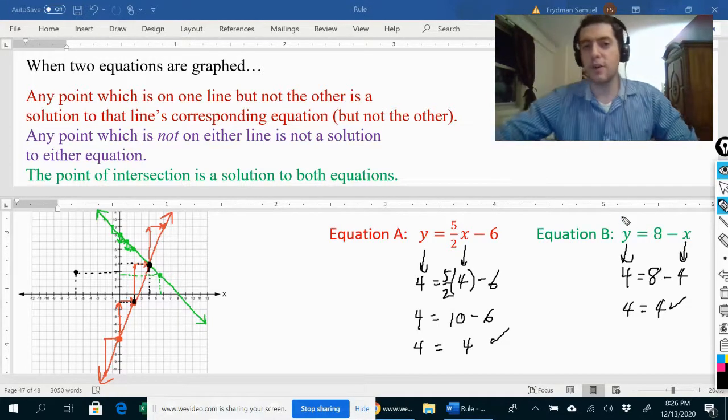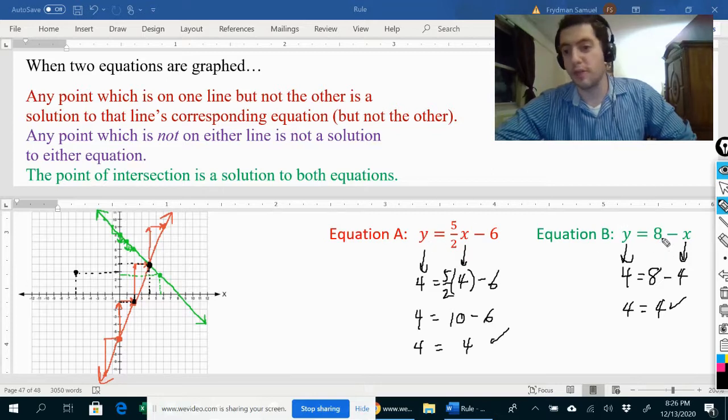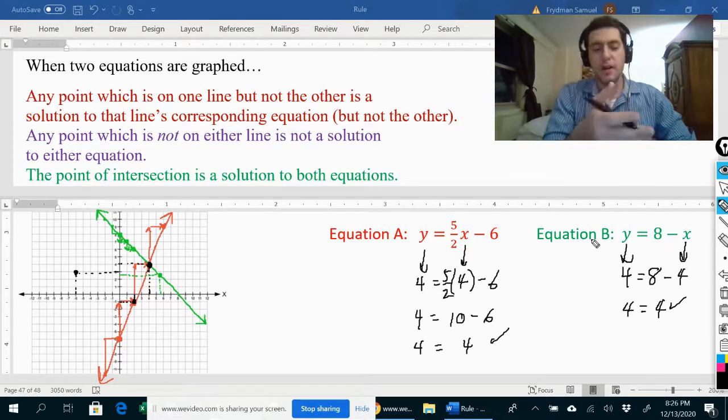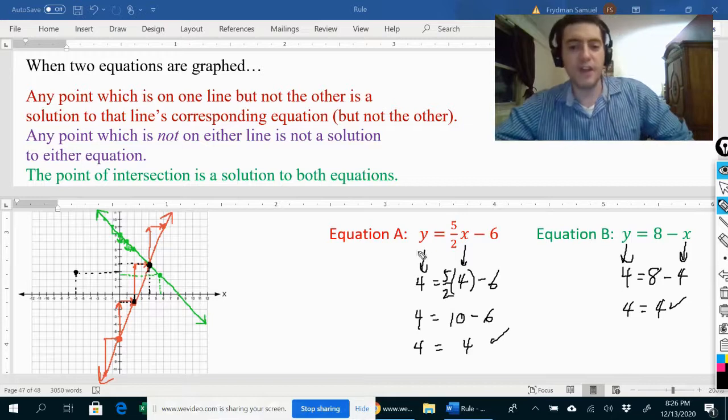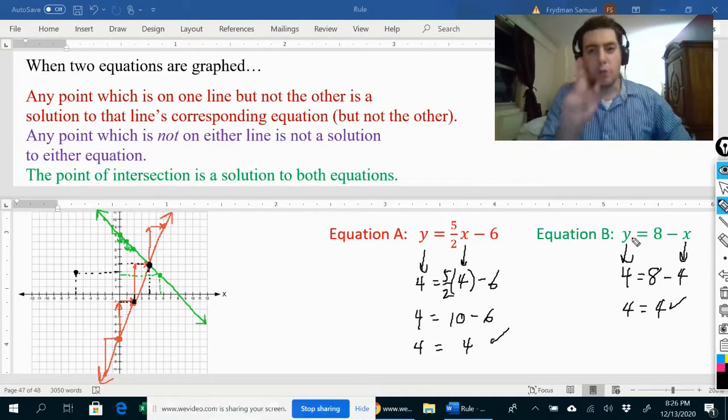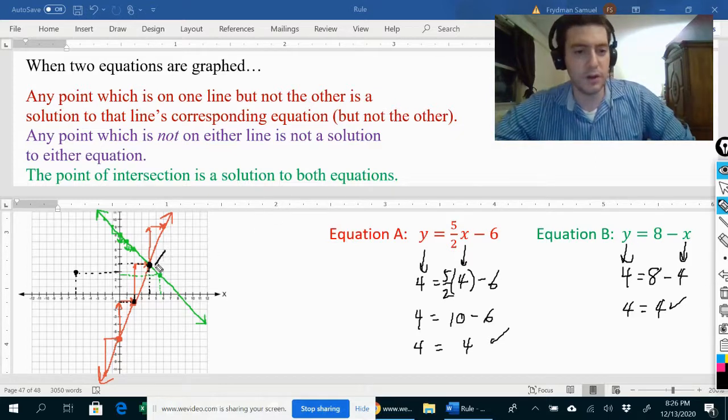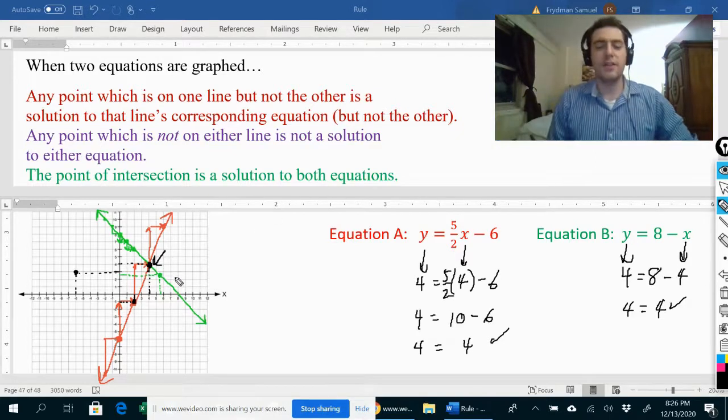That doesn't mean that there's no other point that solves this one individually or this one individually. We already saw a bunch of examples of that. There, in fact, are an infinite number of solutions to equation A and an infinite number of solutions to equation B. Just look at any point on the red line for equation A or the green line for equation B. But there's only one point that is a solution to both of them, and that's this point over here where the two lines intersect. And therefore, that is the solution to this system of equations.